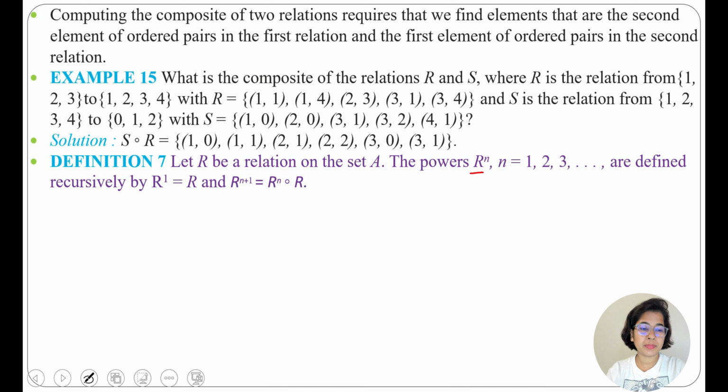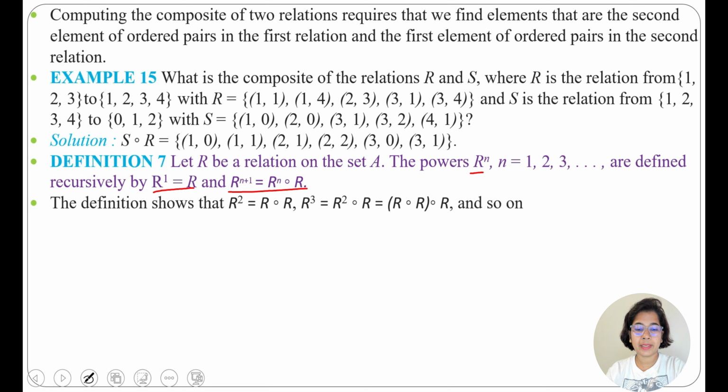Powers of R, where n can be any number, are defined recursively by R^1 = R and R^(n+1) = R^n ∘ R. So you can say R^2 = R ∘ R, R^3 = R^2 ∘ R. R^2 we can find by R ∘ R, then R. So it is the composition of R with R, composition of R and so on, and it will continue.